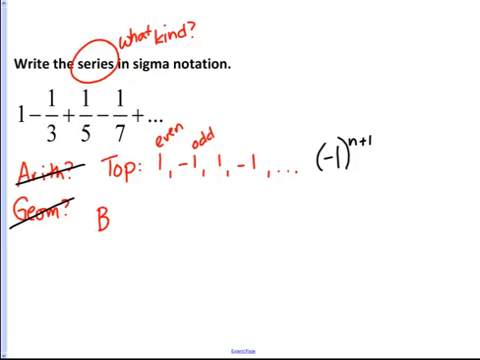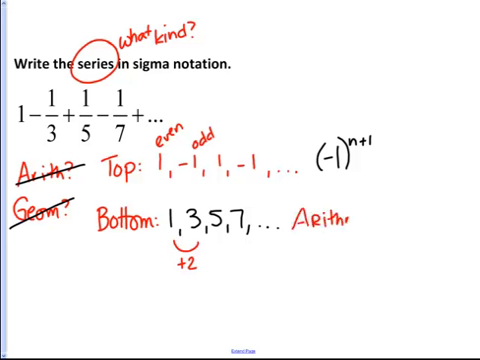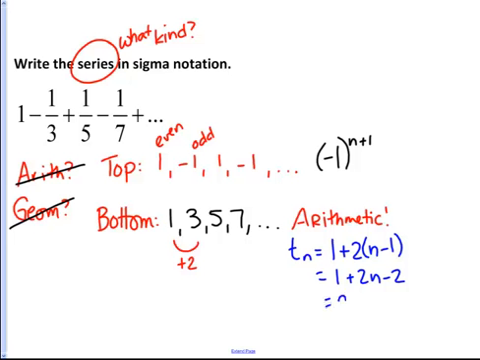The nice thing about this is that the denominators of these fractions, the bottom of our series, is a really beautiful arithmetic sequence, a really simple one to write a formula for. 1, 3, 5, 7. You'll notice that to get from 1 to 3, you add 2. From 3 to 5, you add 2. So this is clearly arithmetic. And we can write a formula for each term. The nth term is equal to the first term, which is 1, plus the common difference of 2 times n minus 1. And we can simplify that to 2n minus 1.